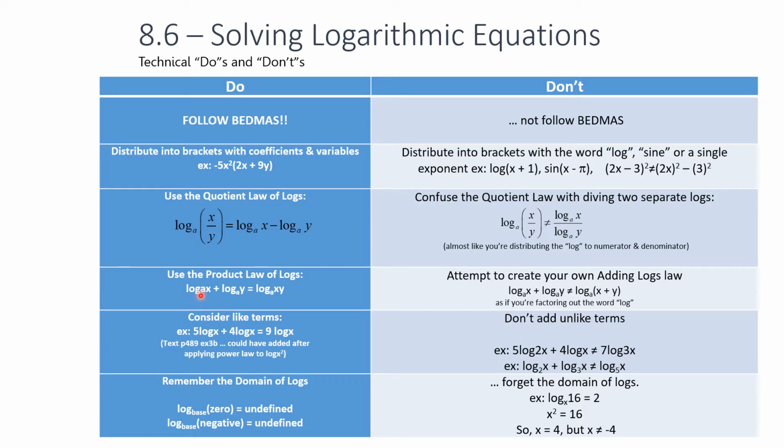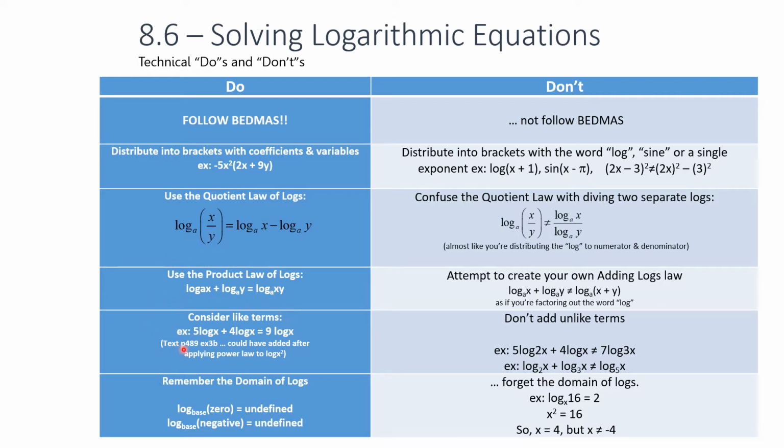Again, with the product law, same idea. Oh, that A there should be a subscript, sorry, that should be a base. When you have the same bases and you're adding logs, you can multiply the inputs together. But don't attempt to create your own adding logs law by taking this, which is fine, but then factoring out the log base A. So that's not correct. So make sure you follow this law.